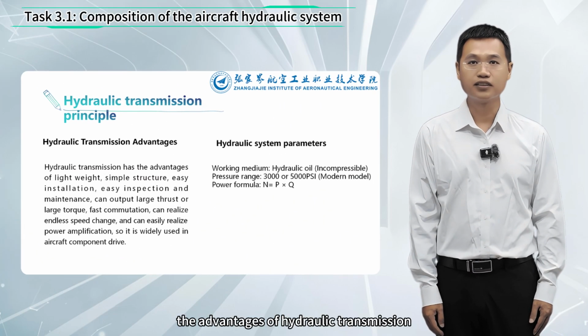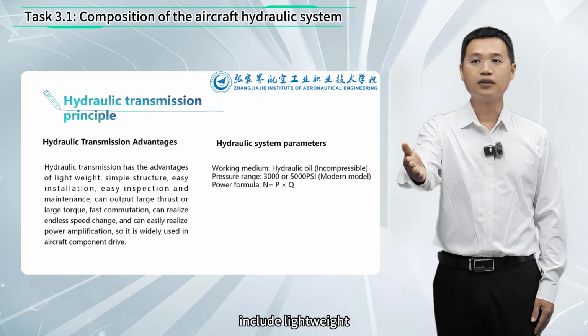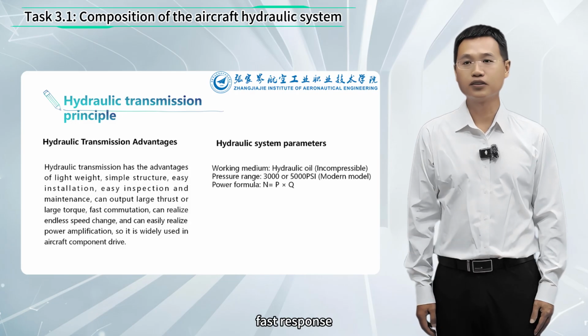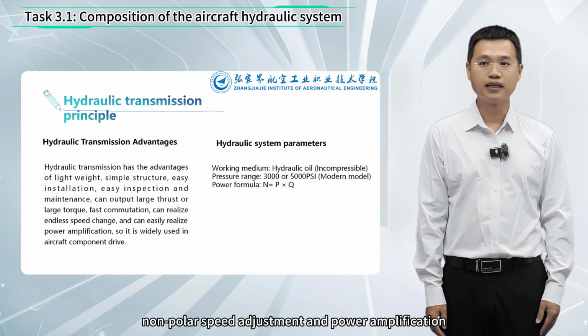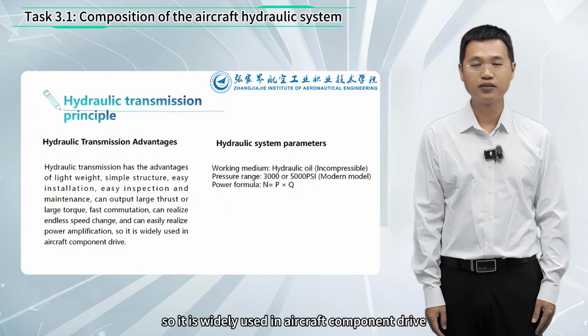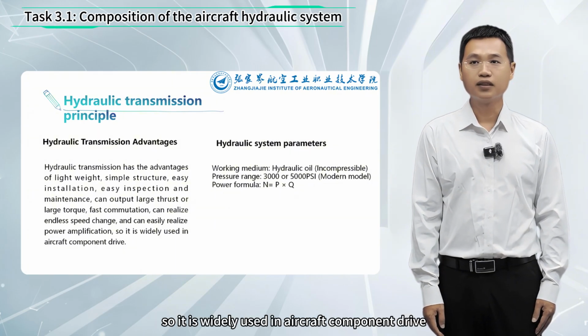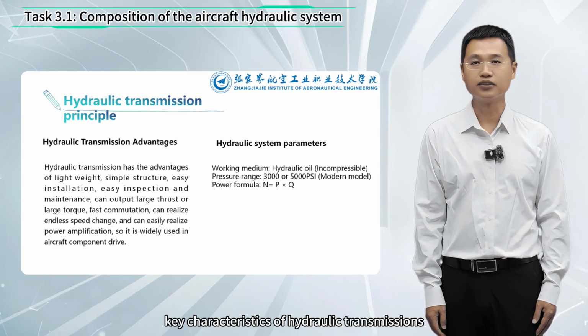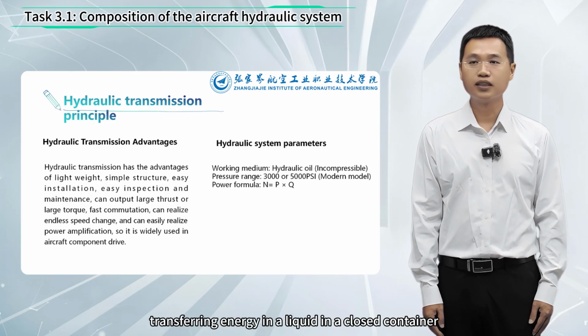The advantages of hydraulic transmission include lightweight, simple structure, convenient maintenance, large output force, fast response, non-polar speed adjustment, and power amplification, so it is widely used in aircraft component drive. Key characteristics of hydraulic transmissions: transferring energy in a liquid in a closed container.